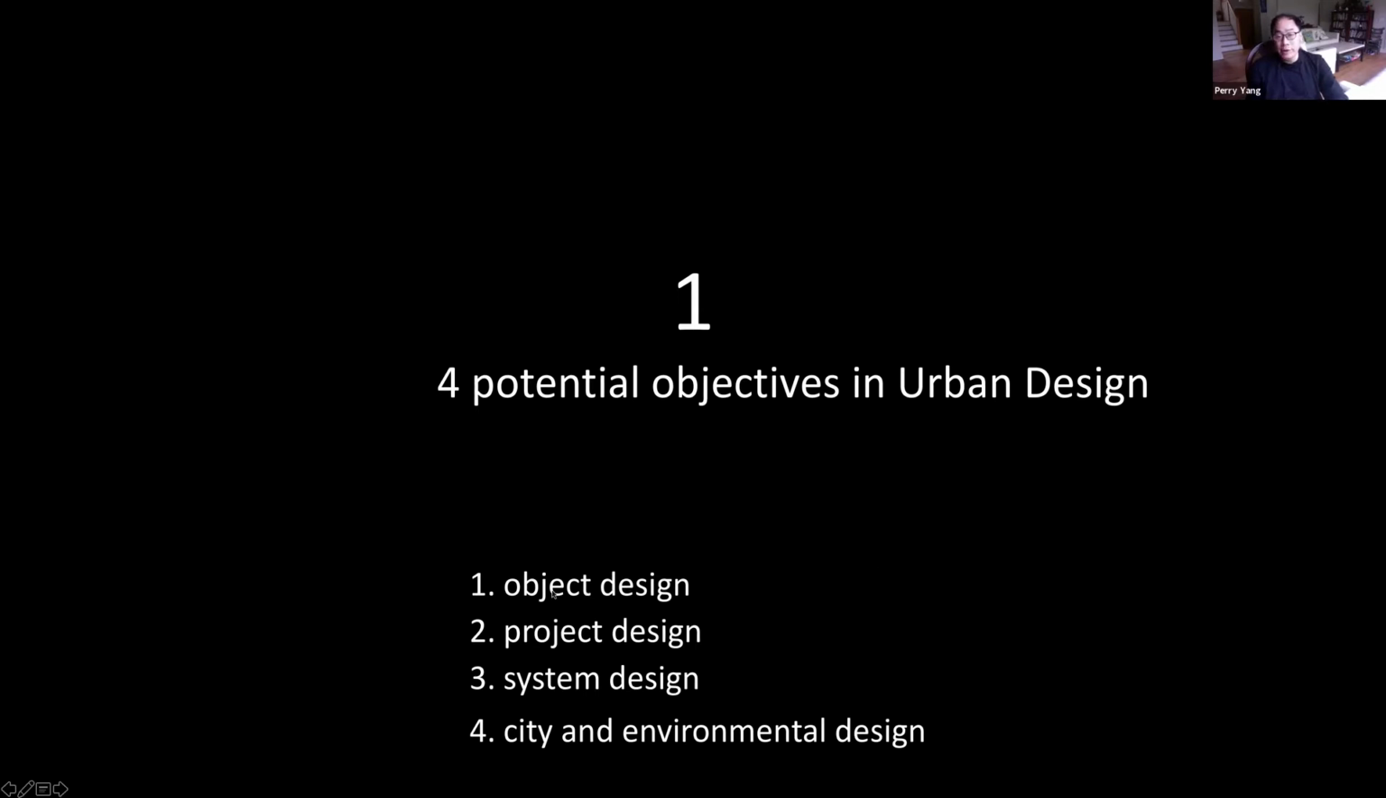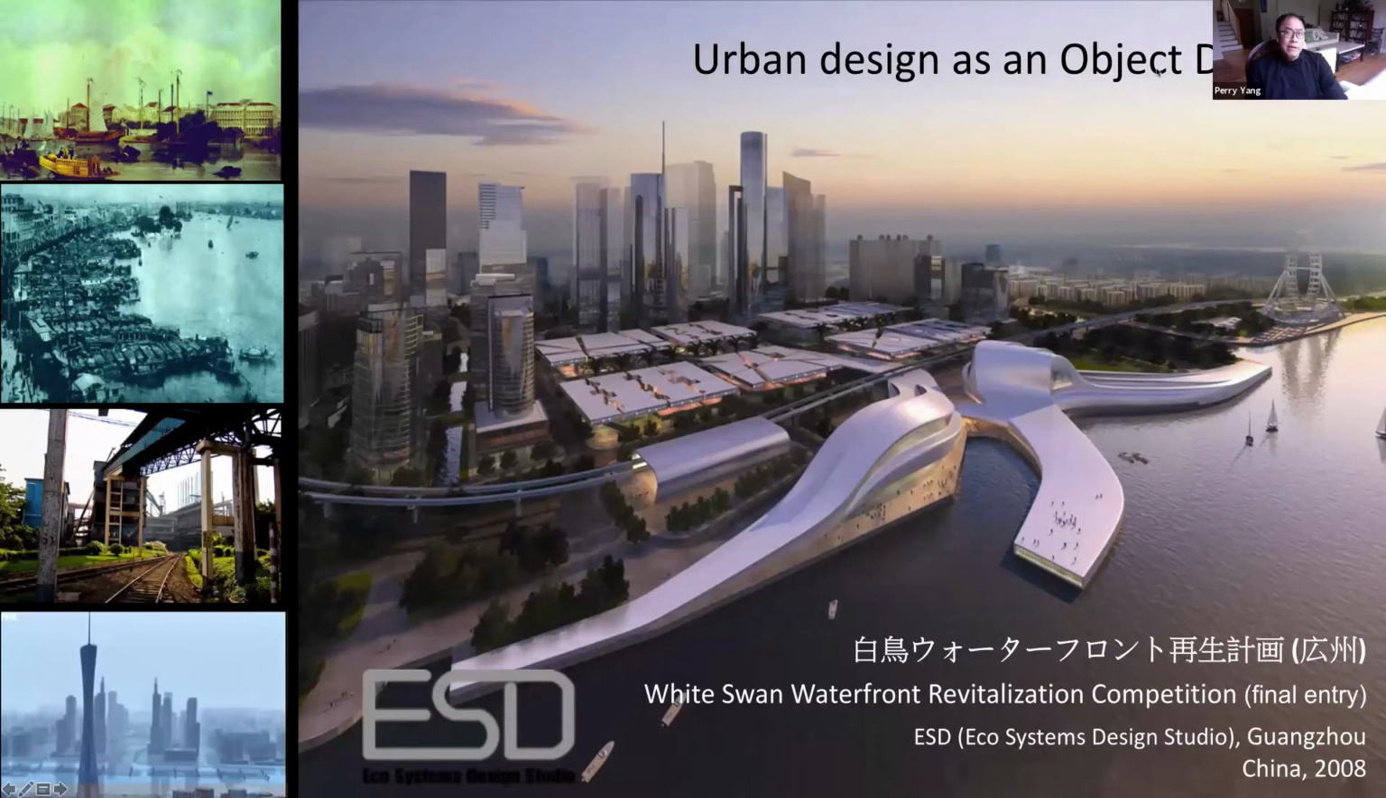So he talked about object design, project design, system design, and city and environmental design in the writing that he did. So object design: we design a larger scale environment like an object, like when we design a piece of architecture. So this is one example of waterfront design that I did in the city of Guangzhou in 2008. There was a sculptural form of public space, the center of the new town in Guangzhou, which is part of the history.